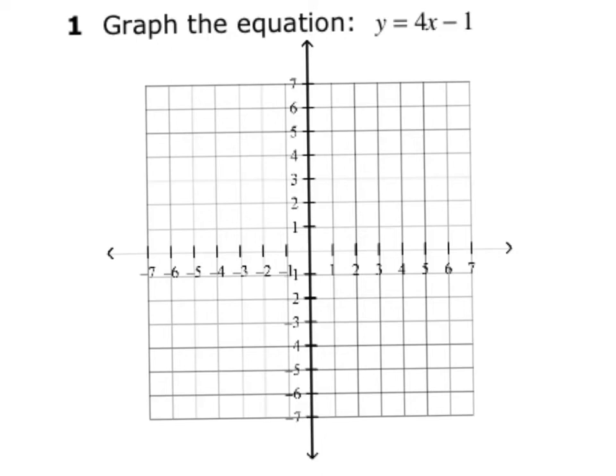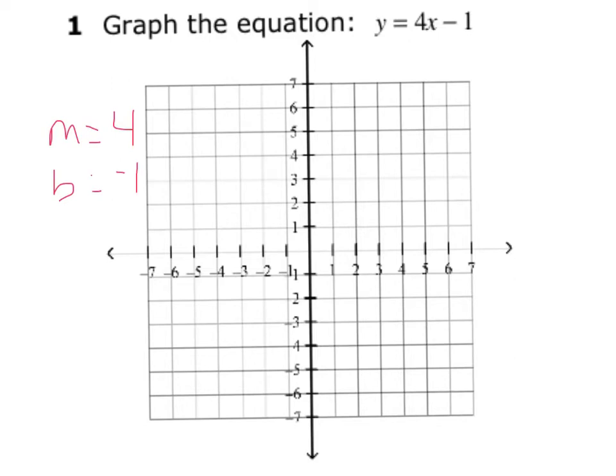Okay, number 1, graph the equation y equals 4x minus 1. It is already in slope-intercept form because it's y equals, and there's our slope here, 4, and then the b is the y-intercept, negative 1. So it's in slope-intercept form. So we will identify our m and b. M is 4, the b is negative 1.